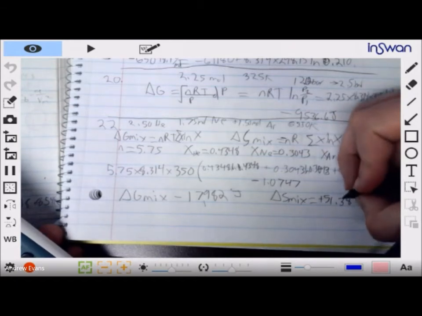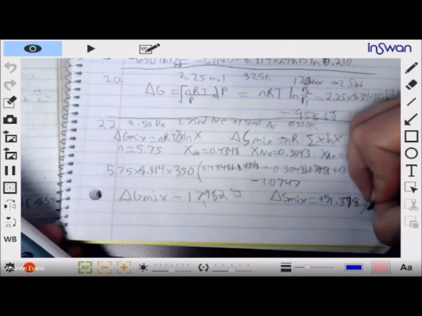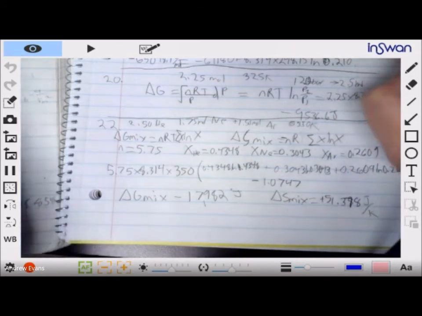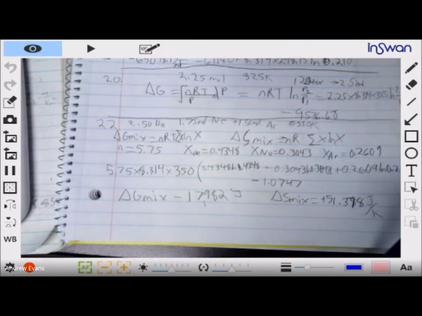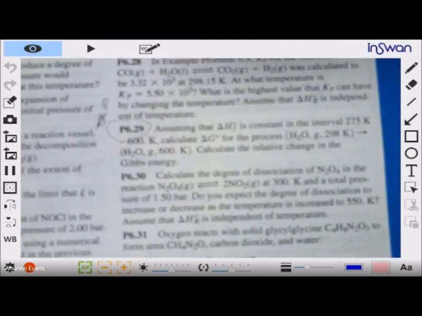We'll say 378 joules per Kelvin. So, pretty easy, all things said and done. Problem 29.